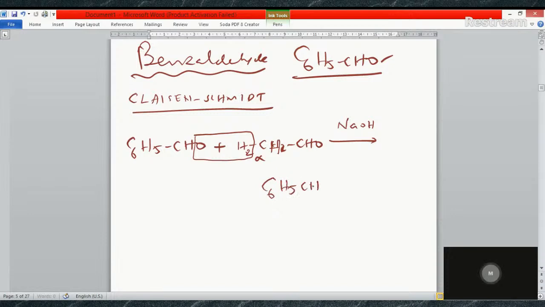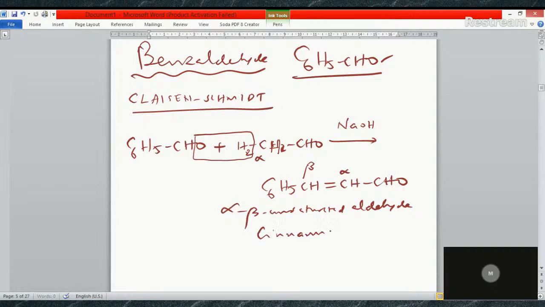C6H5CH double bond CH single bond CHO. Alpha carbon and beta carbon are having unsaturation. Thus, it is an alpha beta unsaturated aldehyde. This alpha beta unsaturated aldehyde is nothing but cinnamaldehyde. Cinnamaldehyde is formed.